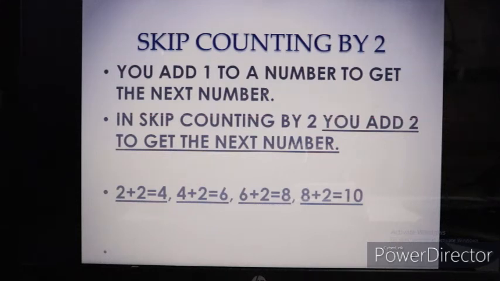To skip count, you add the same number over and over. So children, how do you do skip counting? You can start at any number. When you count normally, like 1, 2, 3, 4, 5, 6, 7, 8, 9, 10, you add 1 to get the next number. To count by 2s, you add 2 to get the next number. Like 2 plus 2 equals 4, 4 plus 2 equals 6, 6 plus 2 equals 8, 8 plus 2 equals 10.